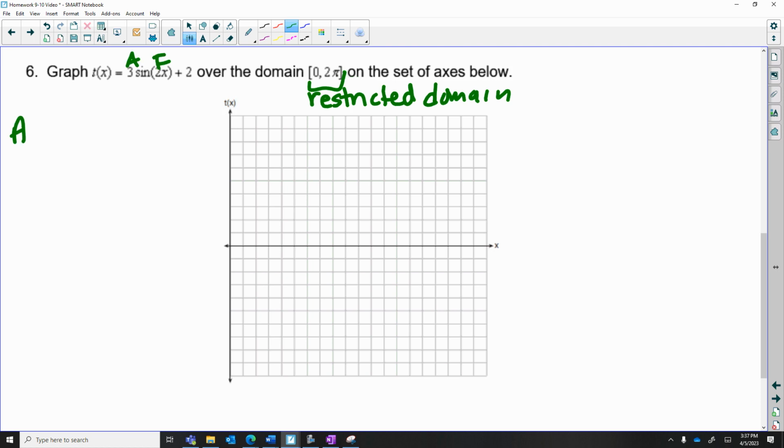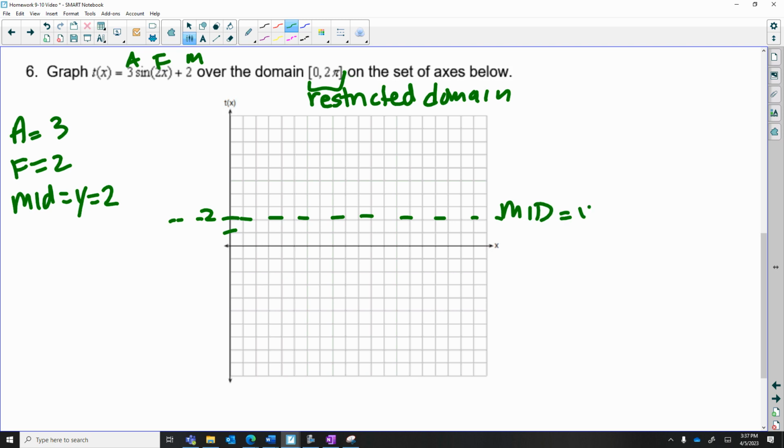A, F, M. The amplitude is 3, the frequency is 2, the midline is y equals 2. So I'm going to start at my midline of y equals 2. Put that in. Label it midline. Label it y equals 2. Okay, that's important. That's like your baseline.